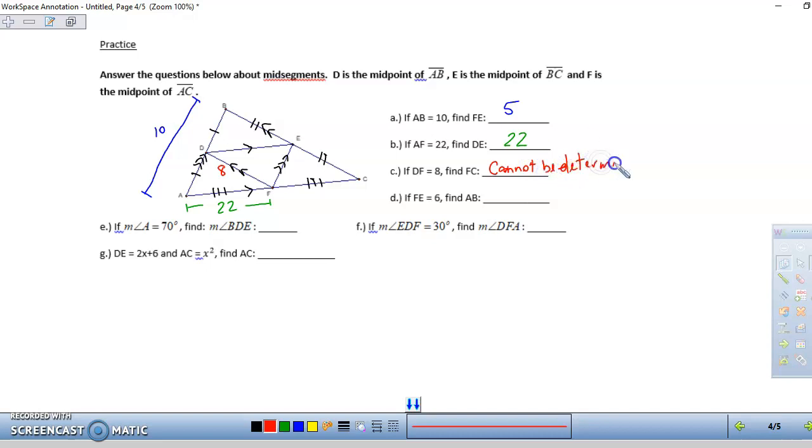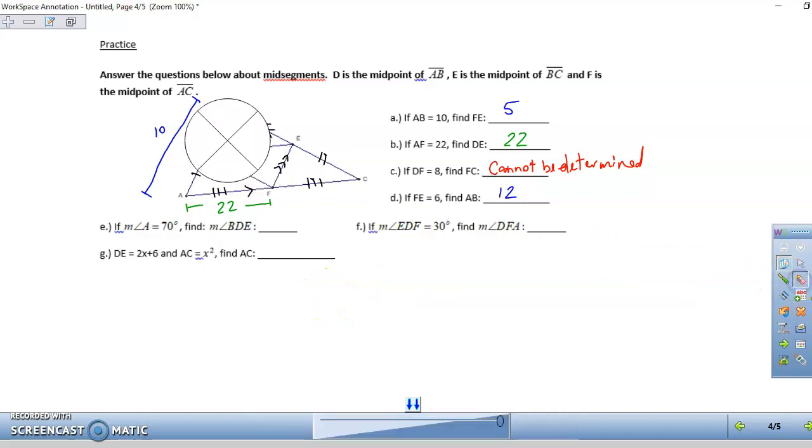Okay, and then the next one, FE is 6. So where's FE? FE here is 6. And then what is AB? So you're just going to double that. So AB would be 12.